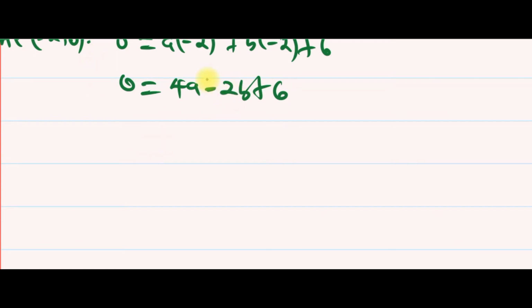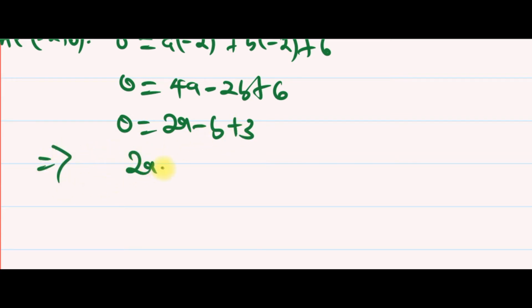Dividing both sides by 2, we have 0 equals 2a minus b plus 3. I divided each side by 2, which implies that 2a minus b equals minus 3. So that's our equation 1. I just moved plus 3 to the other side to be minus 3. So that's the first one.